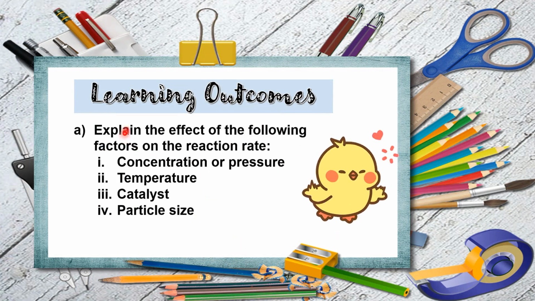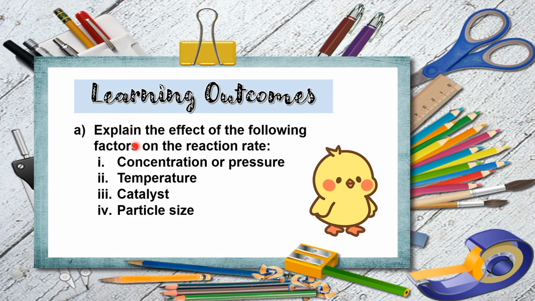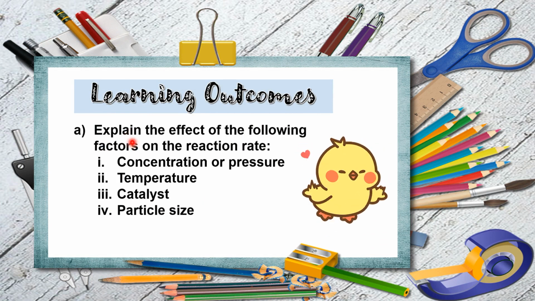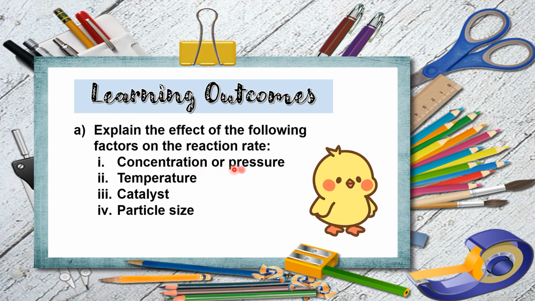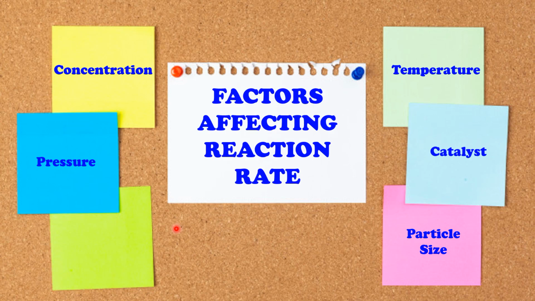Right, so what are the things that you are going to learn for this subtopic? For part 1, you are going to learn the effect of the following factors on the reaction rate in terms of concentration, pressure, temperature, catalyst, and particle size. Right, so there are 5 factors that affect the reaction rate.